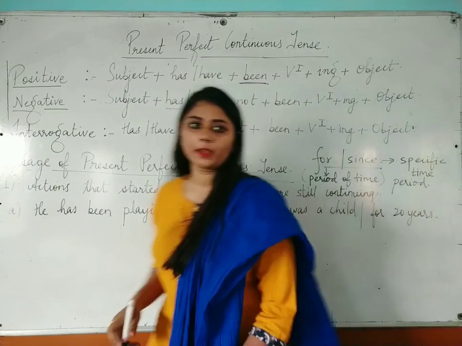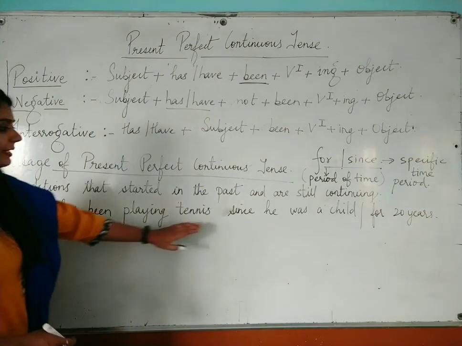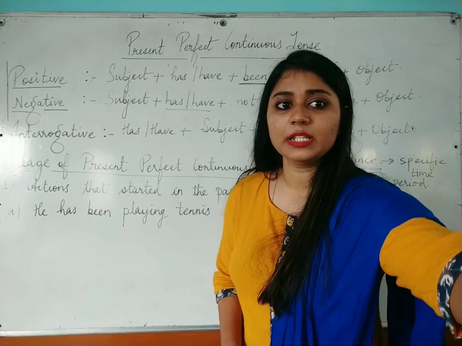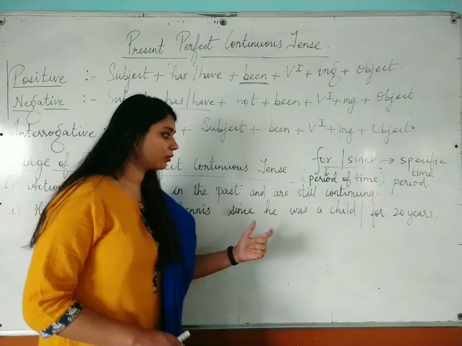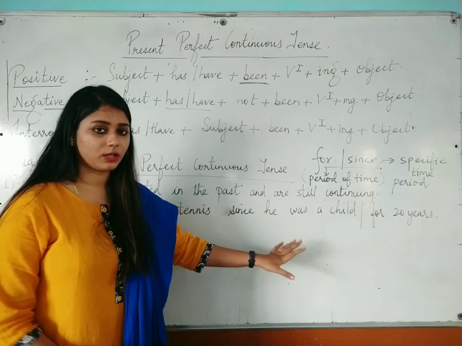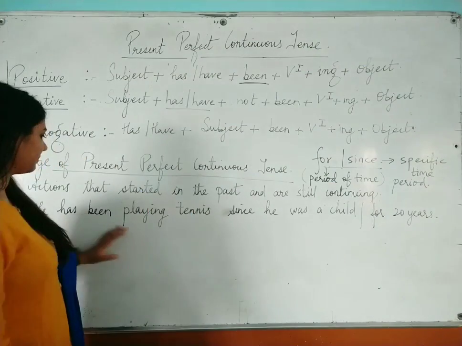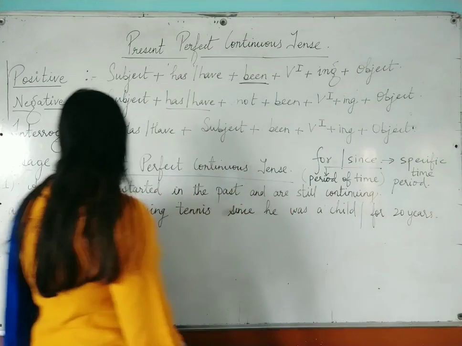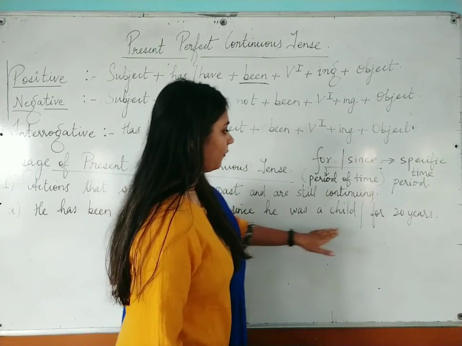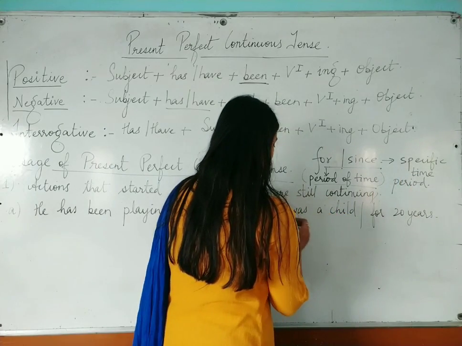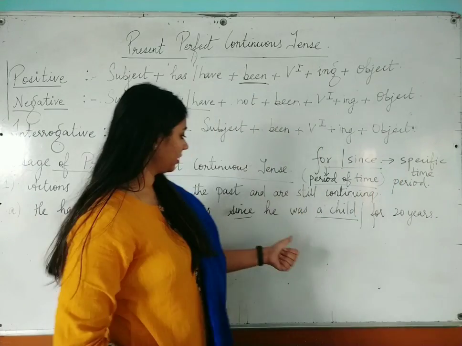Okay. He has been playing tennis since he was a child. Since he was a child means what? Since he was a child over here means that the action took place long back in the past and it is still going on. He is still playing tennis. Okay. So he has been playing tennis since he was a child means right now also he is playing. Or you can say that he has been playing tennis for 20 years. For a period of time, fixed duration of time. Since what specific time? Specific time. When he was a child.